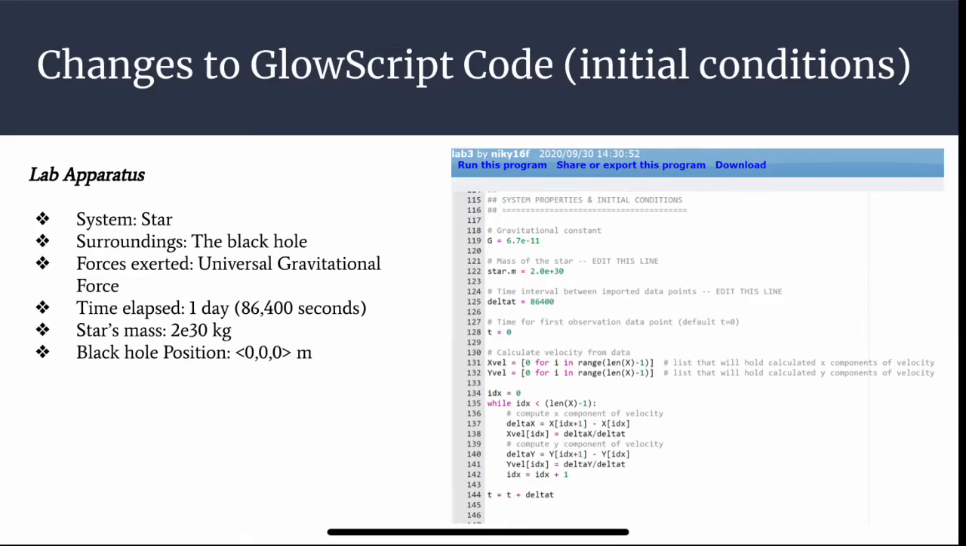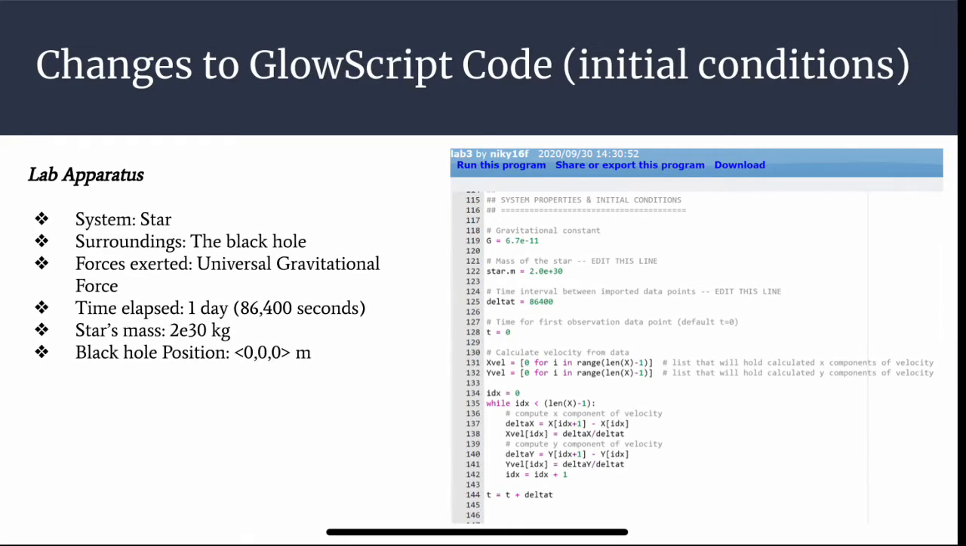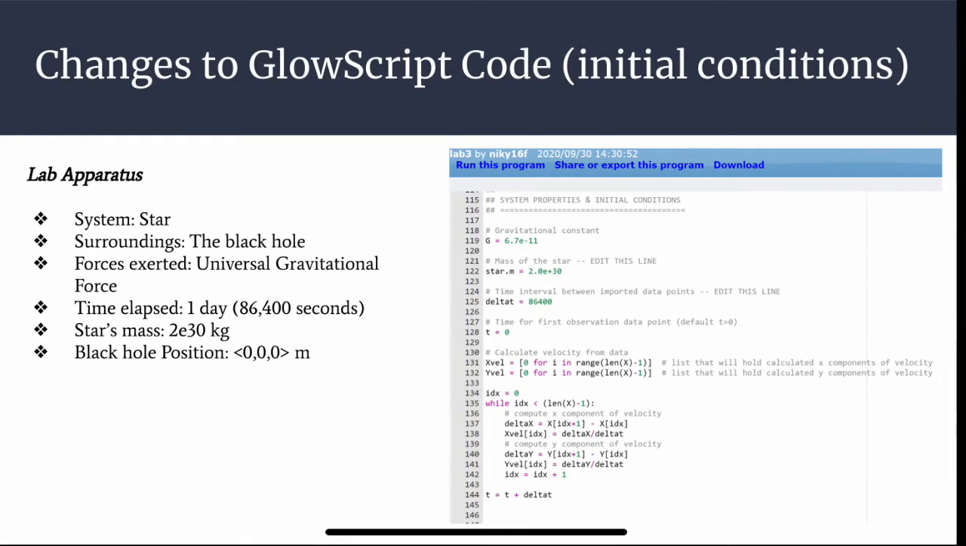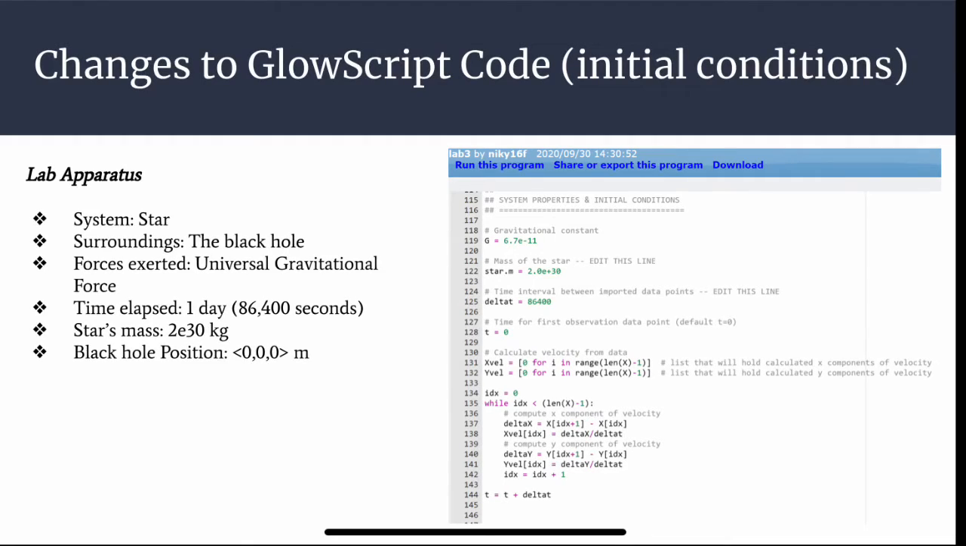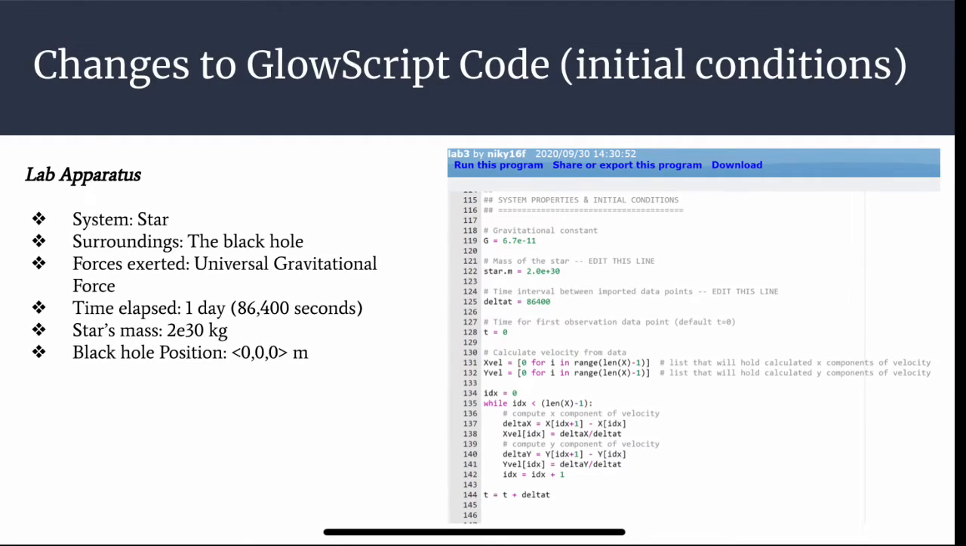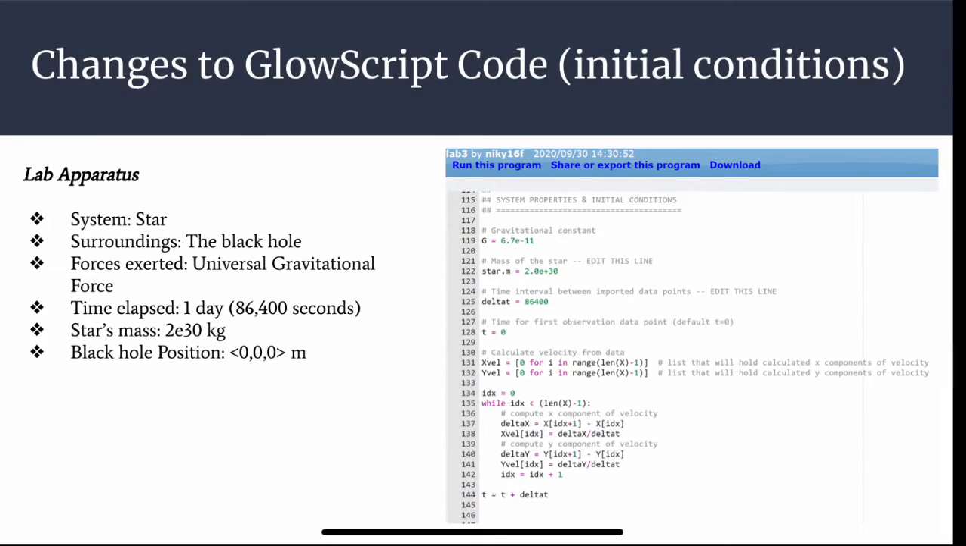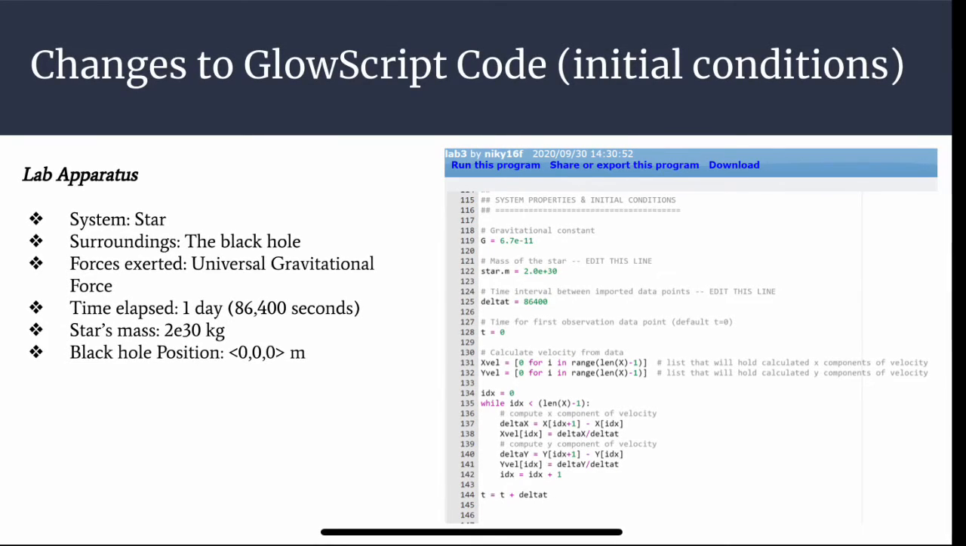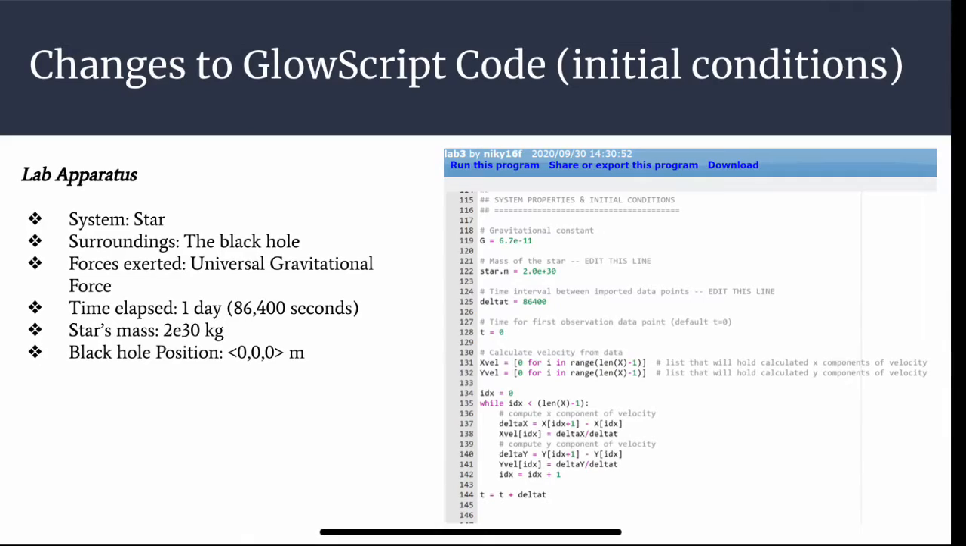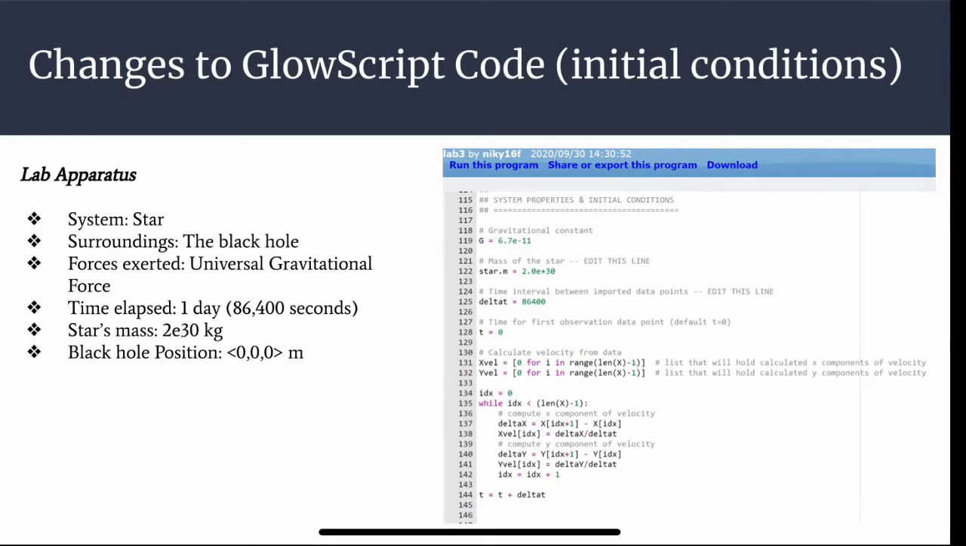When creating the computational model, I set the initial conditions, such as defining the star's mass to be 2 times 10 to the 30th kilograms and the black hole's position vector to be <0, 0, 0> meters. The while loop will iteratively calculate the displacement and velocity of the star, as well as advance the clock by delta t after each iteration.